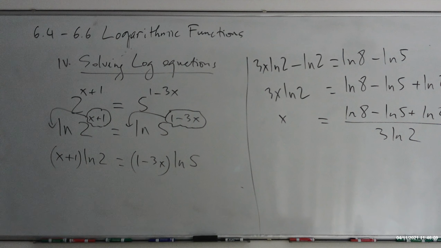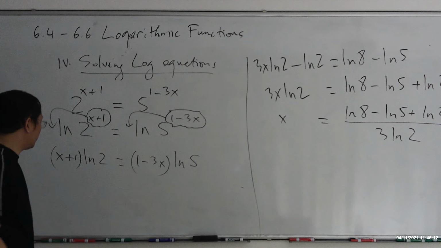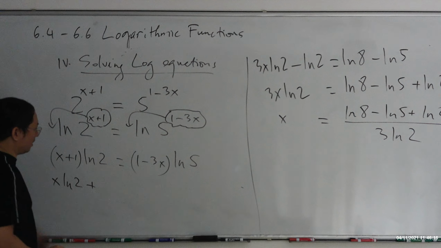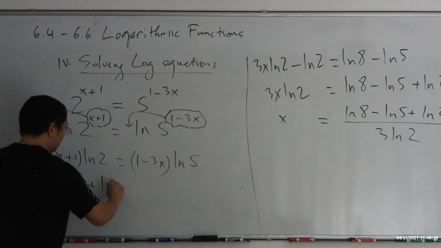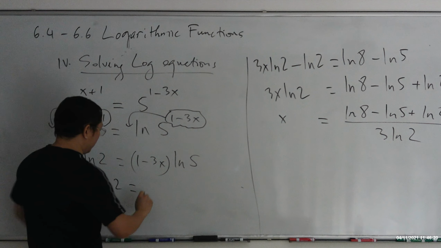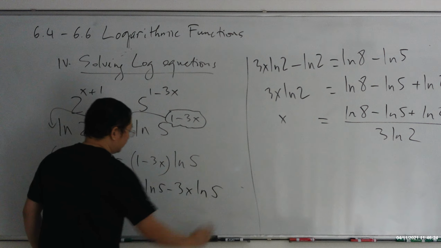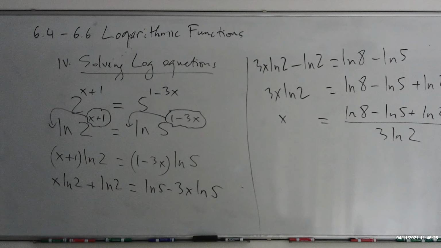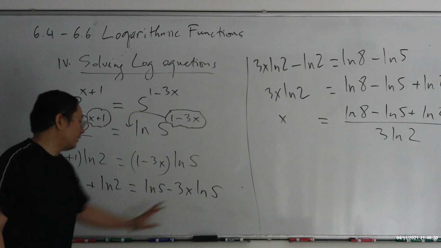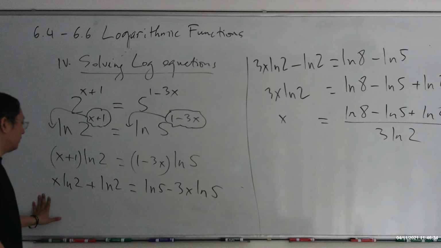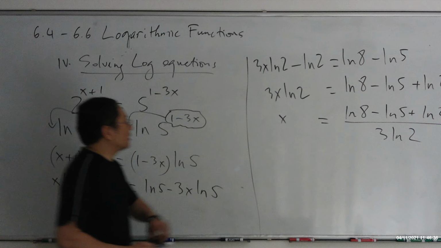I have this. Now I'm going to simplify by doing some distribution. We got x ln of 2 plus 1 times ln of 2, which is ln of 2, equal to 1 ln of 5, ln of 5, minus 3x ln of 5. Okay? You solve for x. And I claim this is really a linear equation. The thing is we have x on both sides, left and right. So I'm going to bring all the terms with x to the left. I'm going to bring all the terms without x to the right.